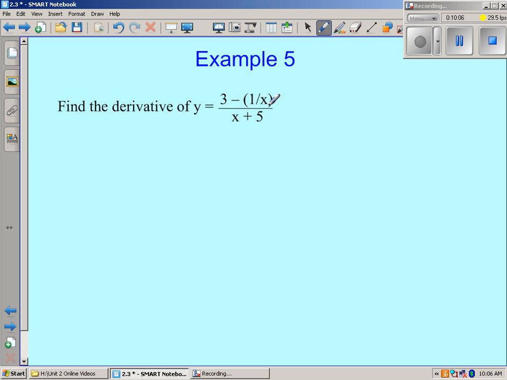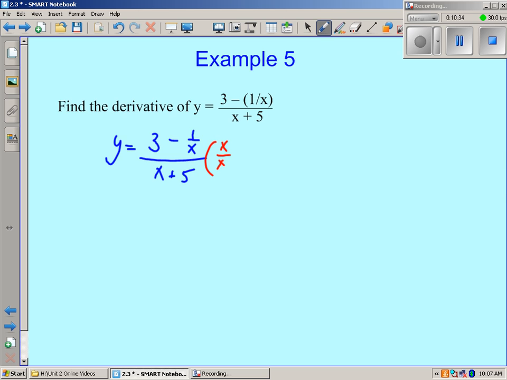So the first thing is I would probably try to write this so that we end up with a common denominator or something like that. So I have y equals 3 minus 1 over x, and this is over x plus 5. And so if I multiply by x top and bottom, then this will basically get rid of my fraction, and it's multiplying by 1, so I'm not really changing anything.